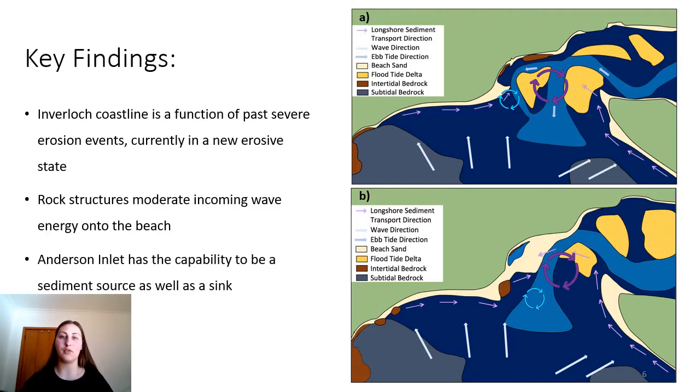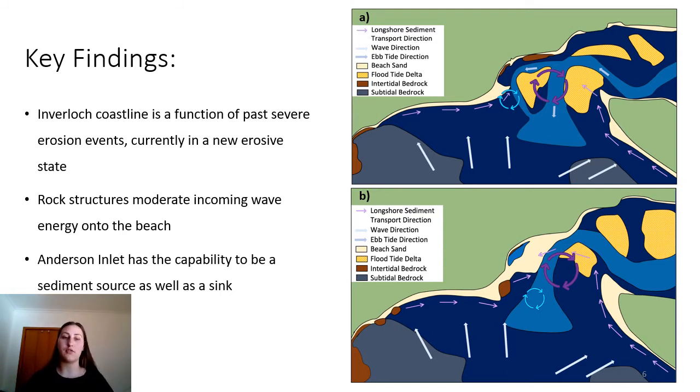A combination of all my results enabled me to create a really detailed understanding of sand movement in Inverloch. Ultimately, I found that the Inverloch coastline was actually a function of a past severe erosion event in 2012, which has since left the coastline in an erosive state.